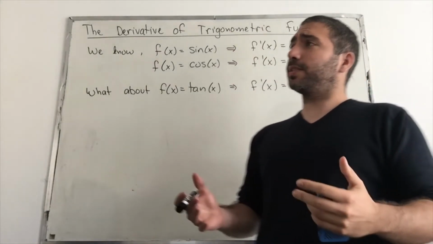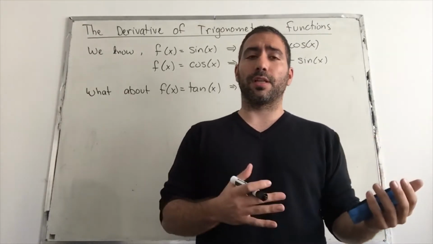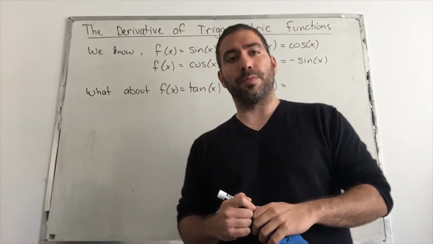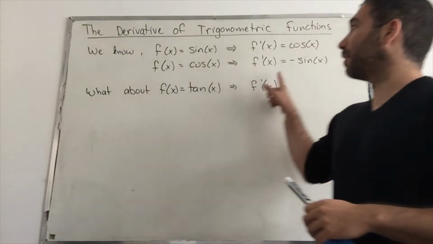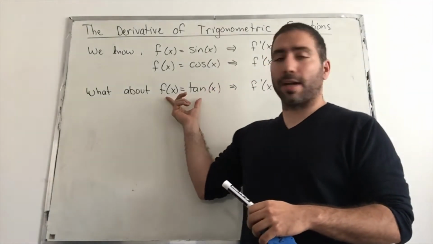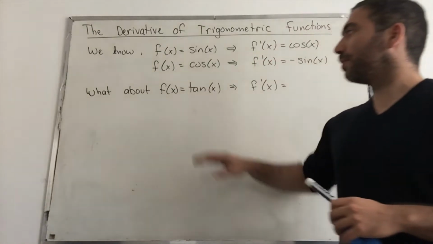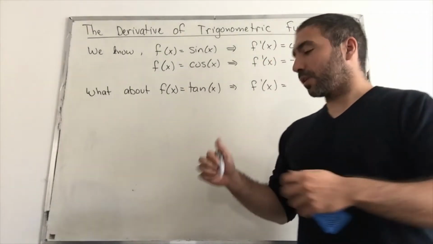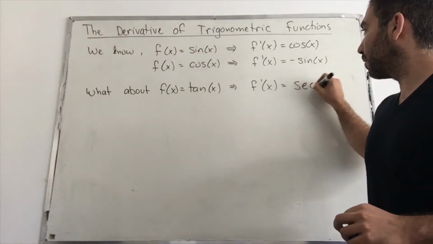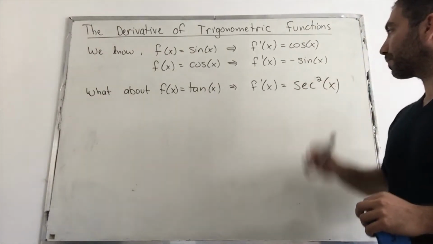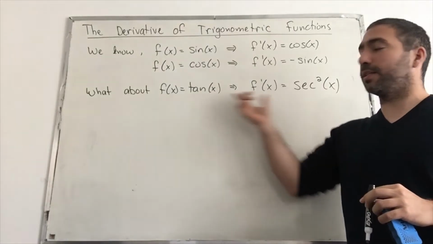So we already saw the derivative of sine and cos. We proved in earlier videos that the derivative of sine is cos and the derivative of cos is negative sine. But we didn't see tan. So what's the derivative of tan? The answer to that question is secant squared, and we're going to prove this. Okay, so the derivative of tan is secant squared.